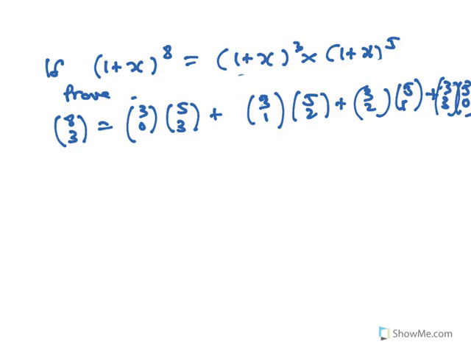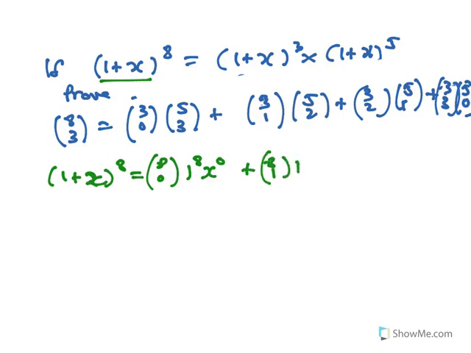Okay, so looking at this here, first of all, just realising that if you have (1 + x)^8, that is 8C0 1^8 x^0 + 8C1 1^7 x^1, all the way up to 8C8 1^0 x^8.